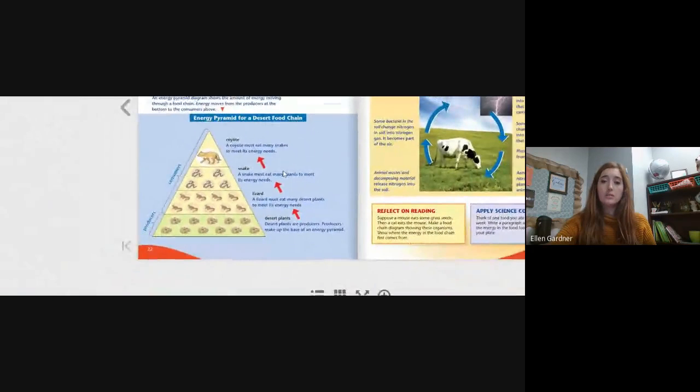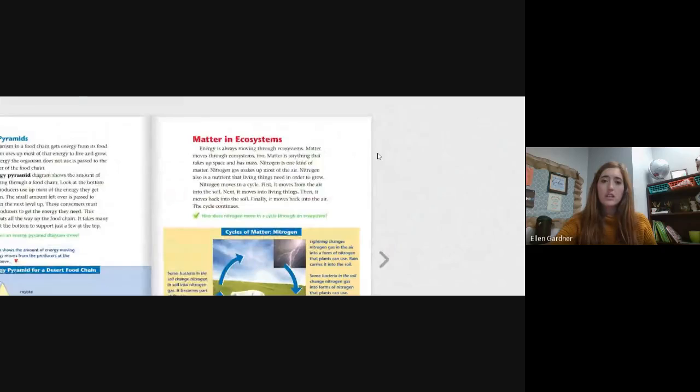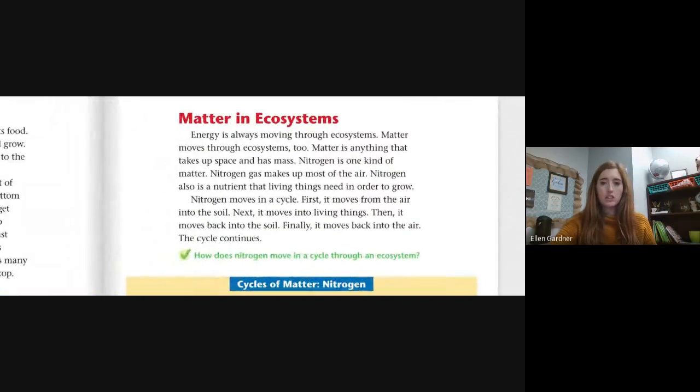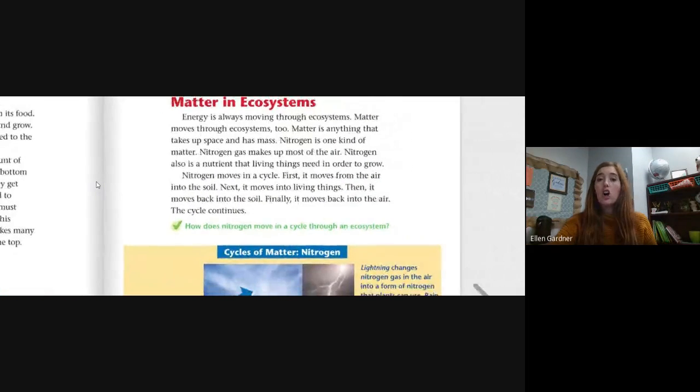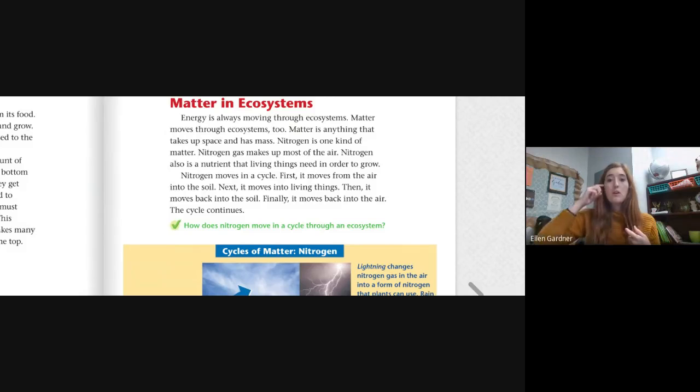To meet its energy needs. Okay, now matter in ecosystems. Energy is always moving through ecosystems. Matter moves through ecosystems too. Matter is anything that takes up space and has mass. Okay, so it takes up space and it has mass.